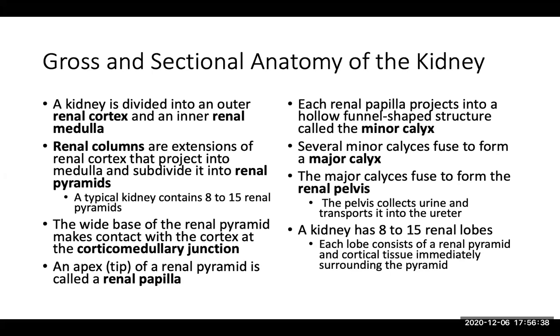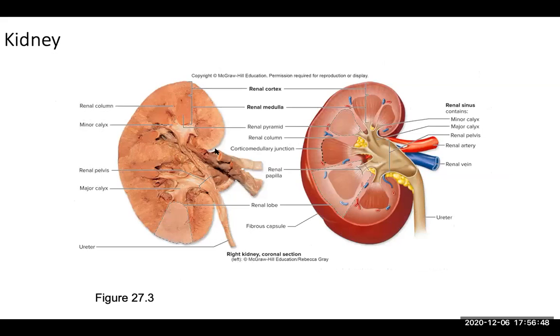A kidney has 8 to 15 renal lobes, and each lobe consists of that renal pyramid and all the cortical tissue immediately surrounding the pyramid. So here's a look at the structure of the kidneys: the outer renal cortex layer, the inner renal medulla layer. The renal sinus is the place where the renal pelvis will be located.